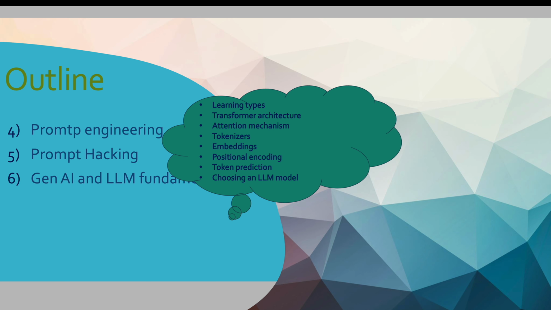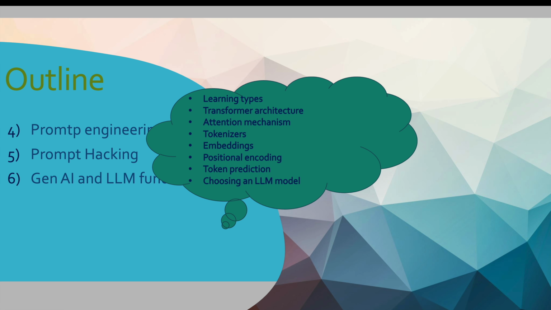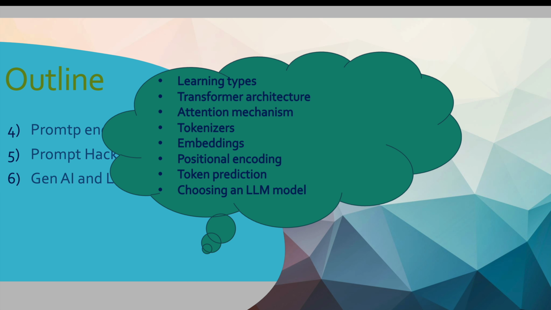In section 6, I will take a break to talk about generative AI and LLM fundamentals, mentioning the foundation stones such as learning types, transformer architecture, attention mechanisms, tokenizers, embeddings, positional encoding, and token prediction based on probability.